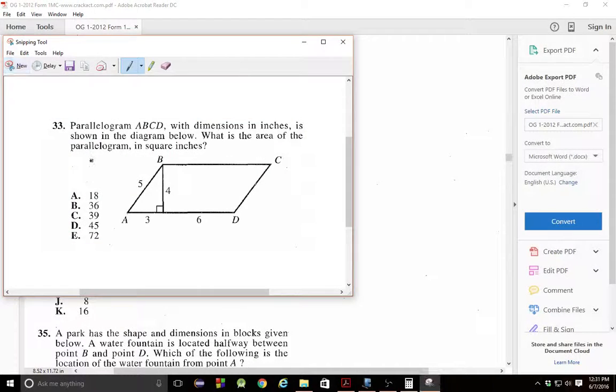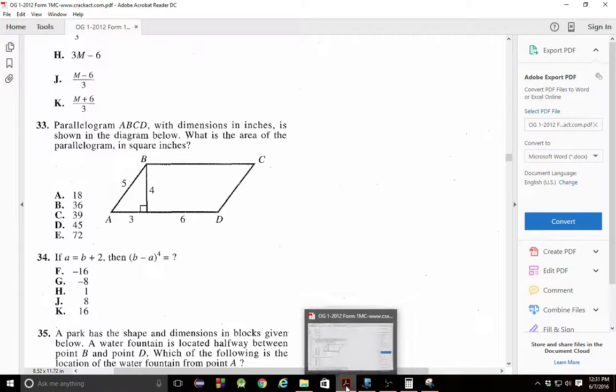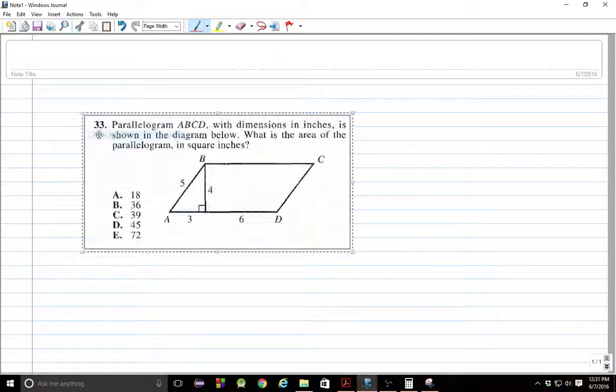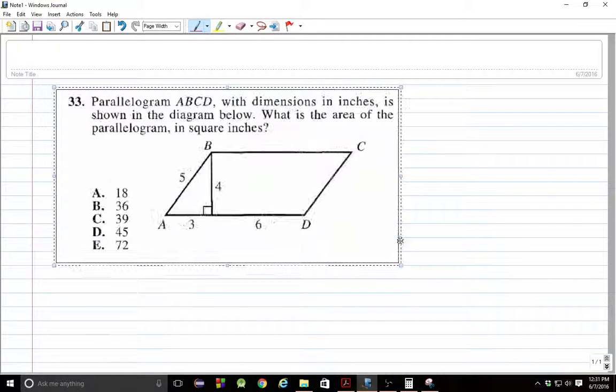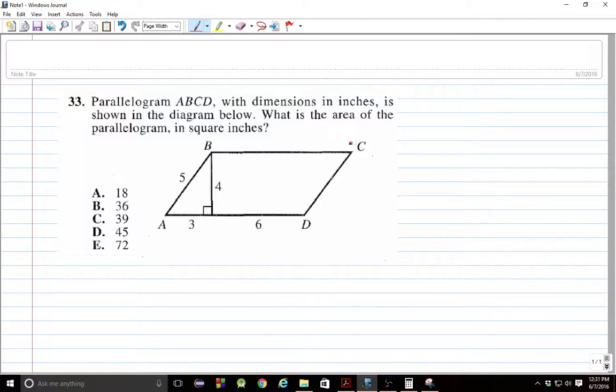Parallelogram ABCD with dimensions in inches is shown in the diagram below. What is the area of the parallelogram in square inches? So the area of a parallelogram is just base times height. So what's the base? This over here, AD. What's the height? 4. So 6 plus 3 equals 9.